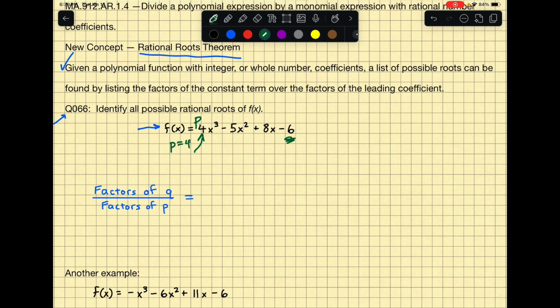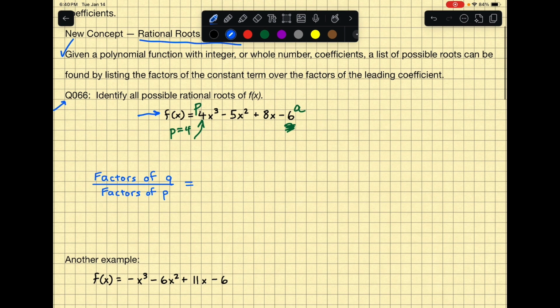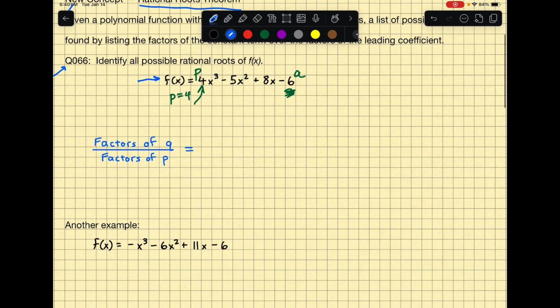Then we want to look at the constant term, right? That's a term that does not contain the variable. Usually it's at the end, especially if the polynomial is in standard form, but it may not be. And we're going to call that q. And then what we're going to do is list all the factors of q over all the factors of p. So we're going to make kind of a big fraction here.